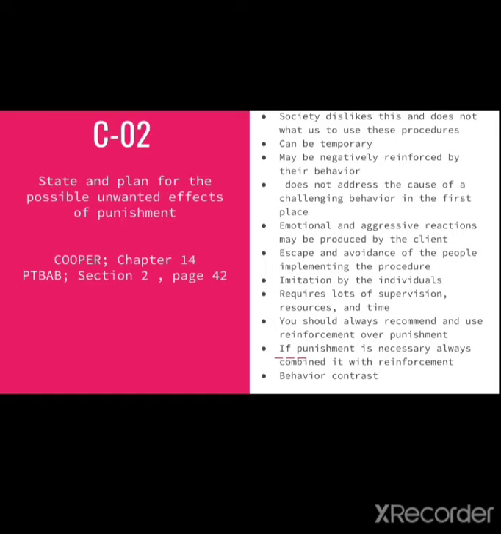Reinforcement will always come first. If punishment is necessary, always combine it with reinforcement. And of course, again, behavior contrast is a thing.